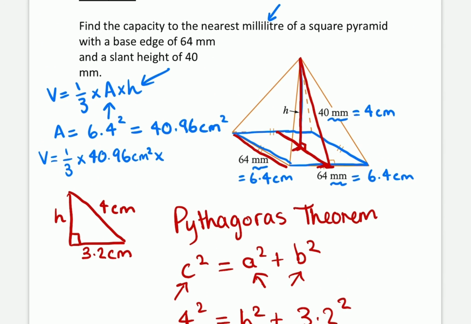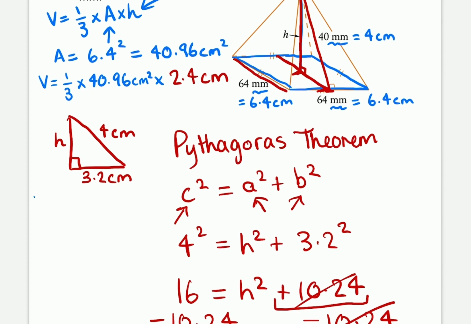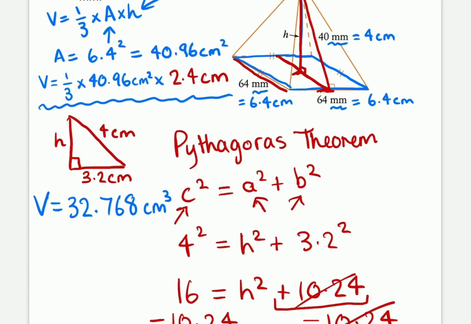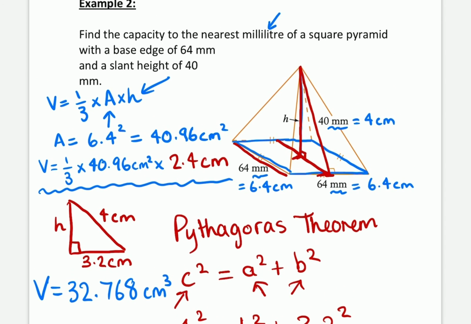Okay, so we can plug that back into our formula here, 2.4 centimetres. And finally, we have enough information now to work out the volume of the pyramid. So I'm just going to write it down here. And we just need to plug this expression into our calculator. 1/3 times 40.96 times 2.4 gives us 32.768 cubic centimetres.